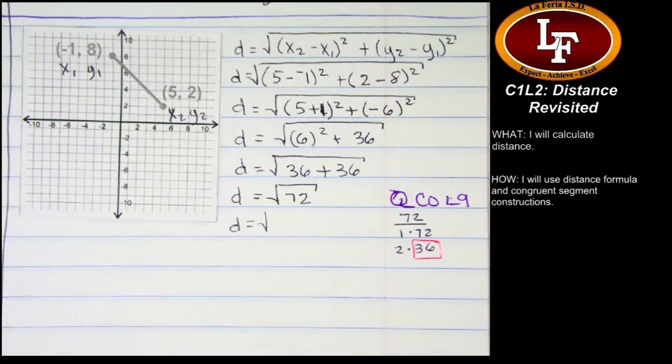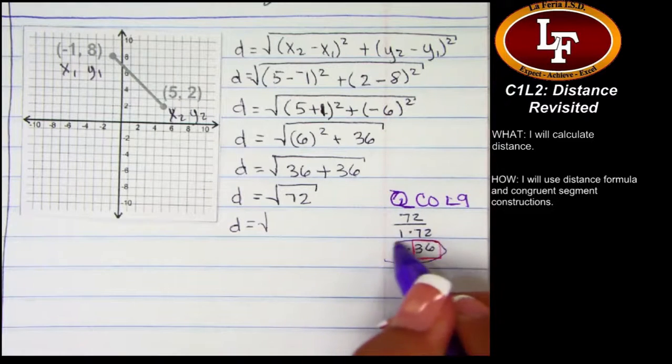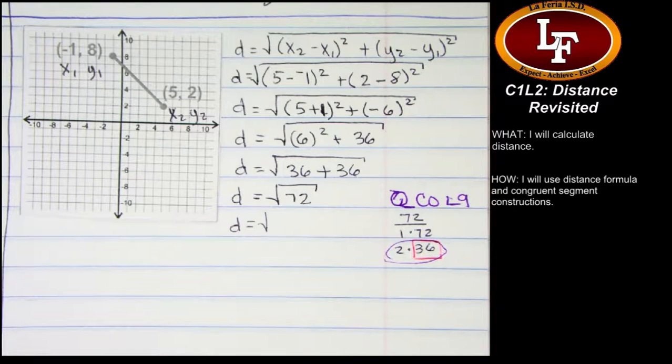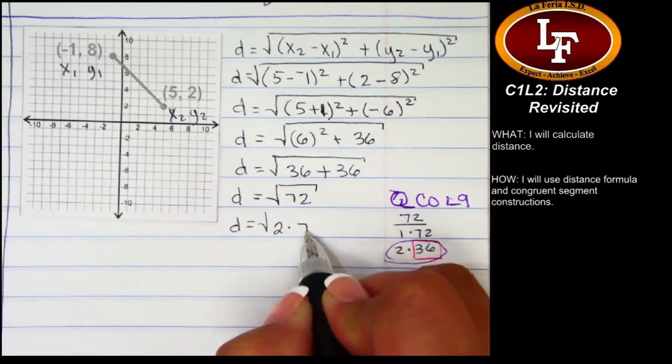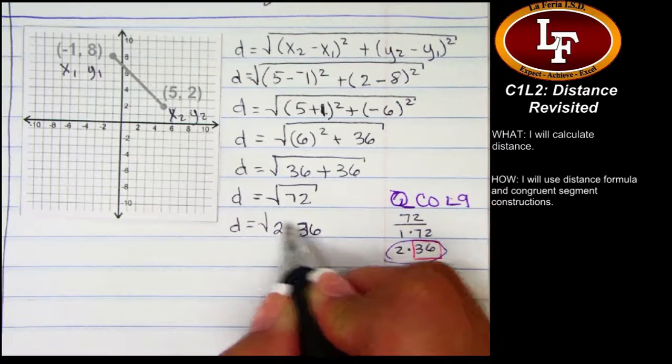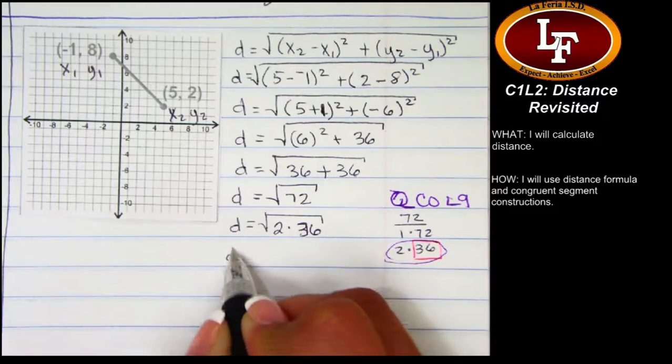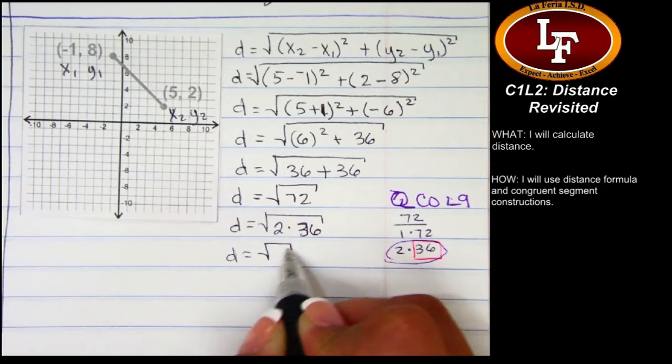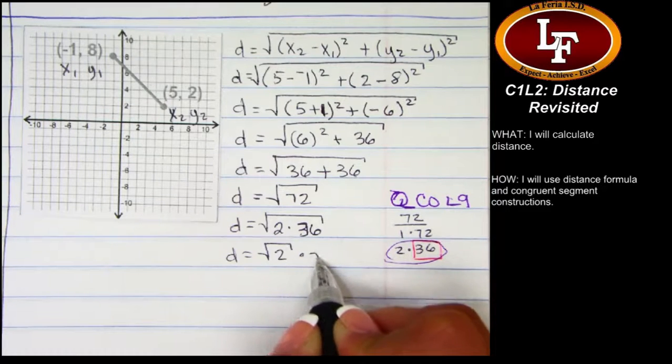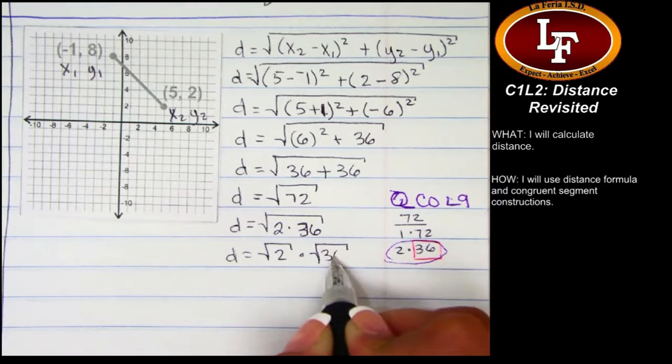And so now that I have found that perfect square, I'm going to rewrite 72 as these two factors, these two numbers that multiply together. So 72 becomes 2 times 36. Using the product property of radicals, I can break this single radical into two separate ones.